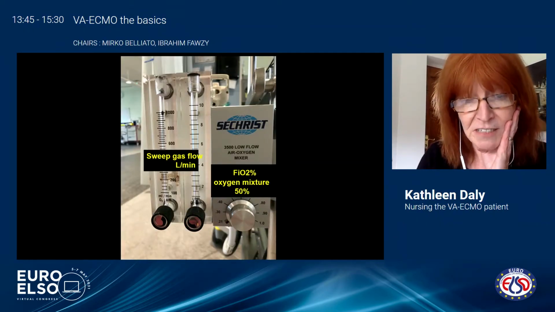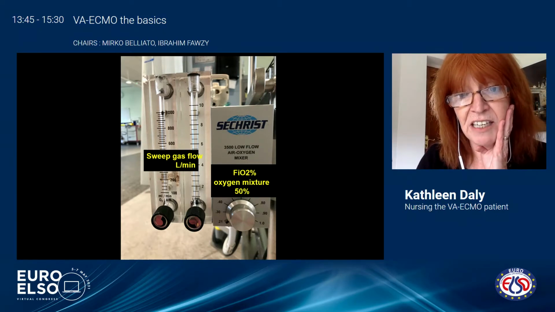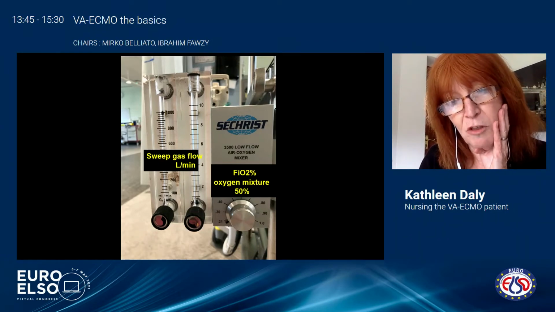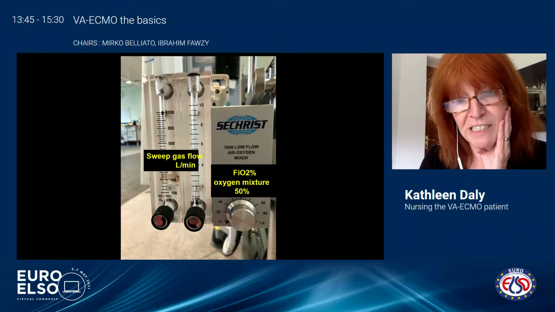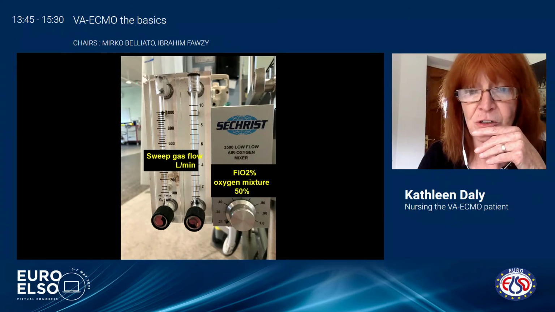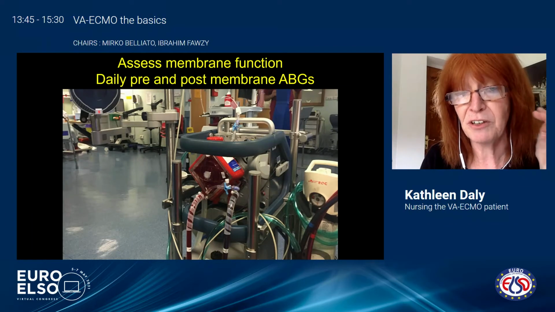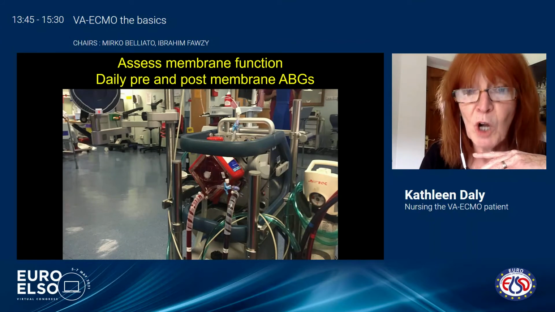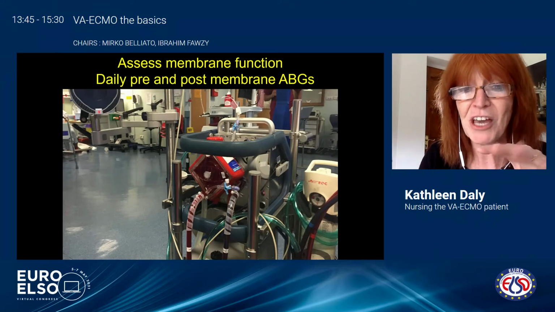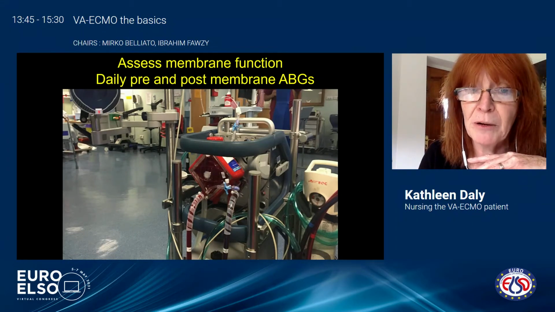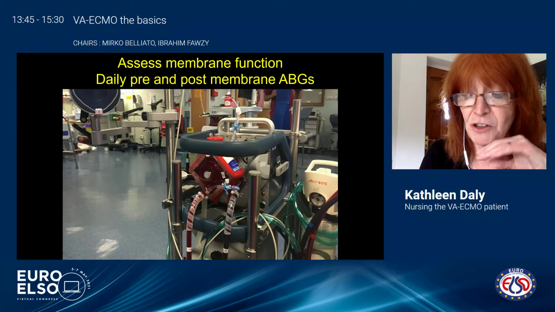We then want to look at our sweep gas flow, what's it set at, and the circuit FiO2. At Guy's and St Thomas's on VA ECMO, we don't ever set this at less than 50%, but that's just the practice in our institution. And then we look at the membrane itself, examining for any signs of fibrin stranding or clots. We want to make sure that our pre-membrane and post-membrane pigtails with the three-way taps are attached and secure. And it's from these that we will do daily pre- and post-membrane blood gases to assess the function of the membrane.